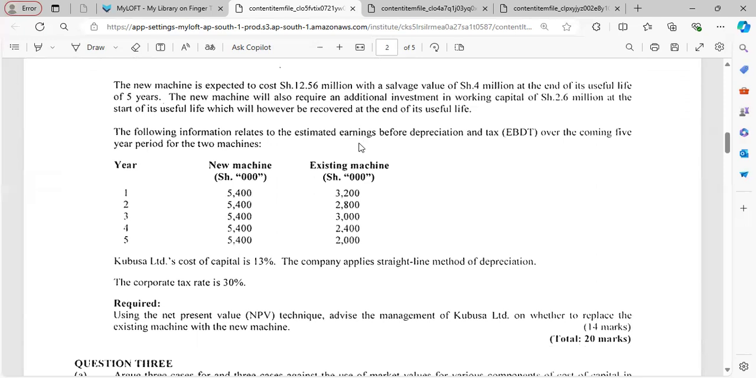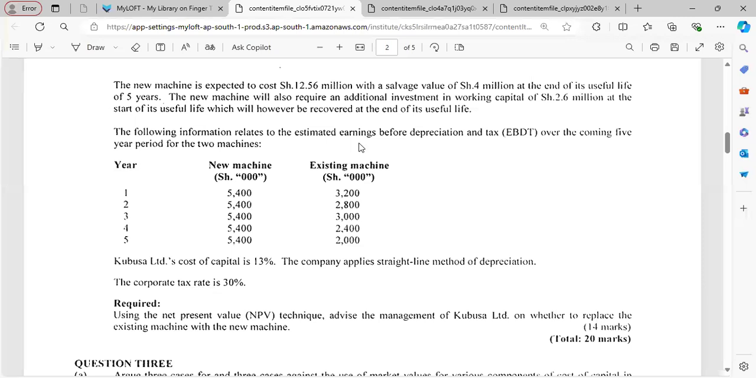The new machine is expected to cost... The following information relates to the estimated earnings before depreciation and tax, in brackets EBDT, over the coming 5-year period for the two machines.